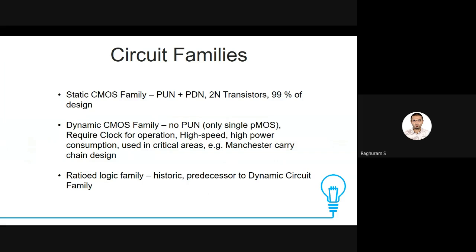Further, in the pull-up network, there will be only PMOS transistors. In the pull-down network, there will be only NMOS transistors. And inputs are given to both the pull-up network and the pull-down networks. For example, if there is an input A, NAND gate or NOT gate, the input A is given to NMOS network and the PMOS network. And the number of transistors is approximately 2n, where n is the number of inputs. And this is by far the most popular class of CMOS circuits.